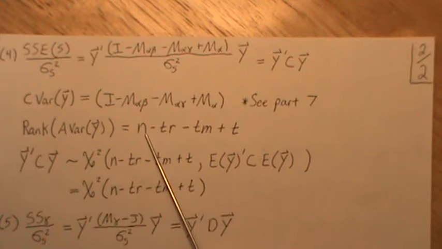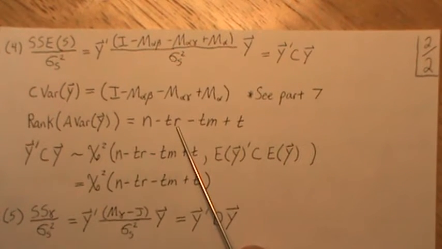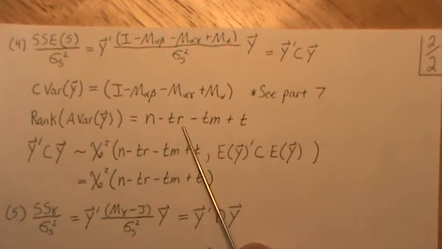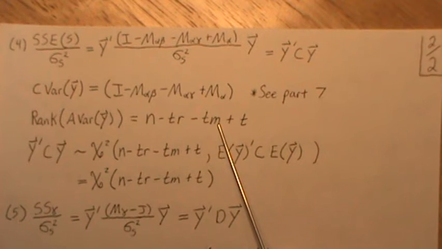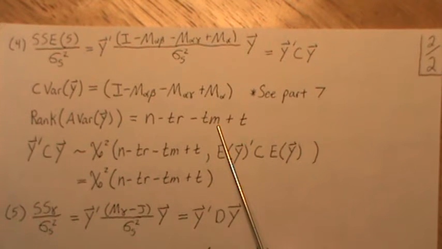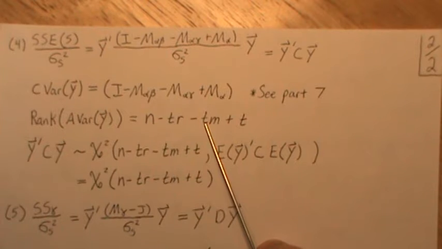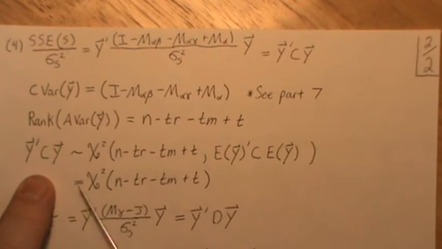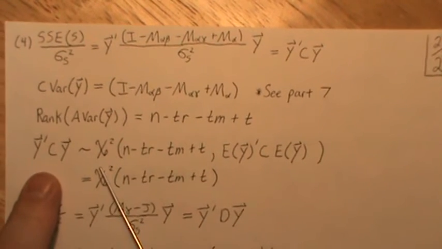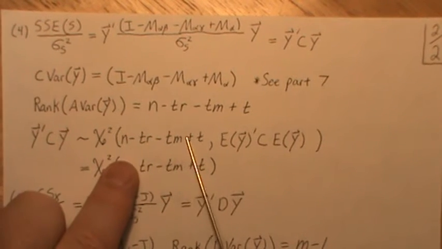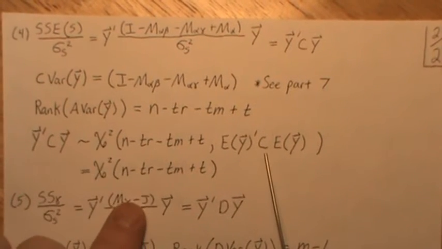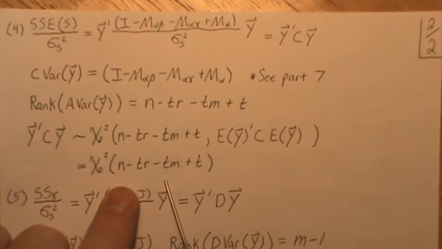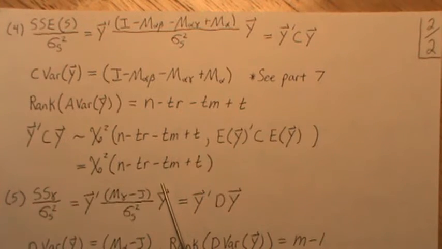Now N is of course the number of observations, R is the number of blocks, or the number of reps if we use the CRD design. M is the number of treatments for the second factor. T is the number of treatments for the first factor. Then, since these two properties hold, and y is multivariate normal, then y transpose C y is a non-central chi-square distribution with this degrees of freedom and this non-centrality parameter. But in part 7, we showed that this was 0, so it ends up being a central chi-square distribution.